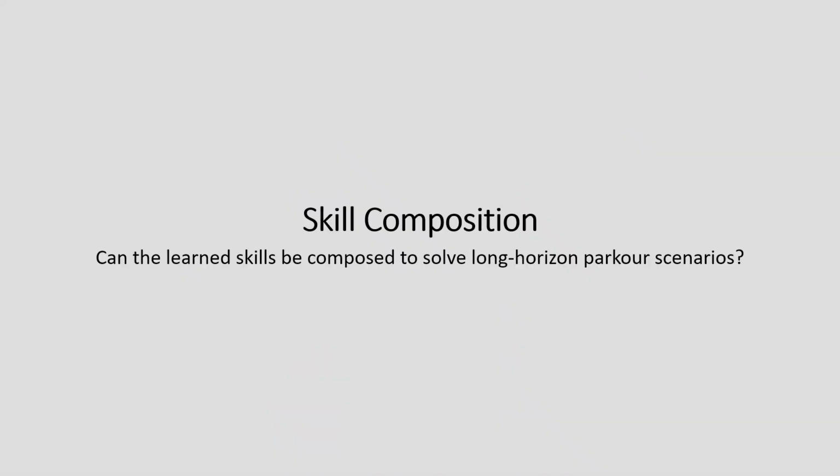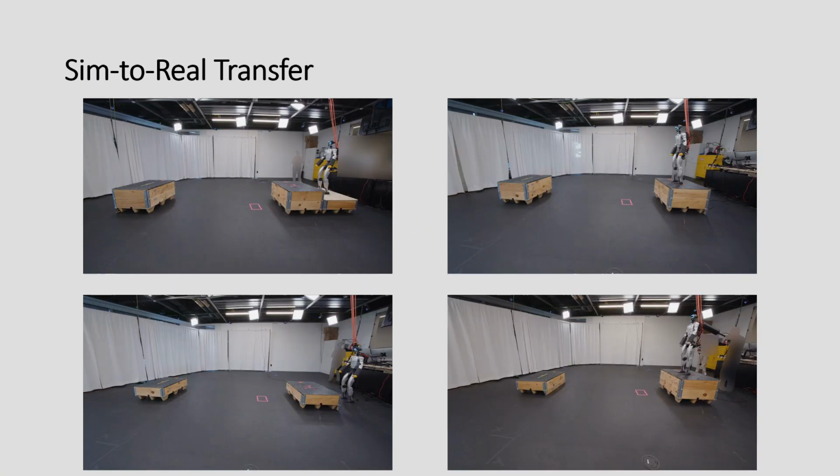Next, we evaluate skill composition. We first demonstrate skill composition in the real world. Using a rule-based state machine, the robot successfully performs sequences such as jumping onto a box, climbing down, walking and climbing. This shows that the learned skills can be reused and composed.